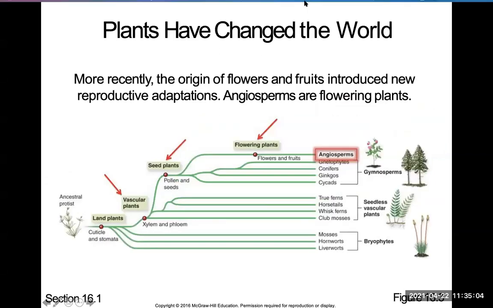So the origin of flowers and fruits was a reproductive adaptation, because now they don't have to rely on the wind. They can use insects, they can team up with the animals, and that can help them reproduce.